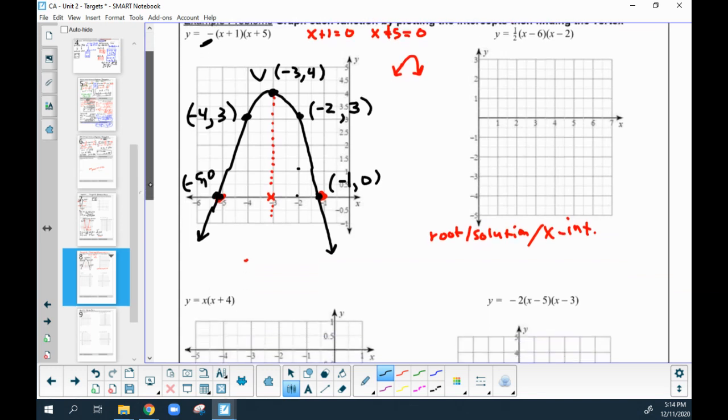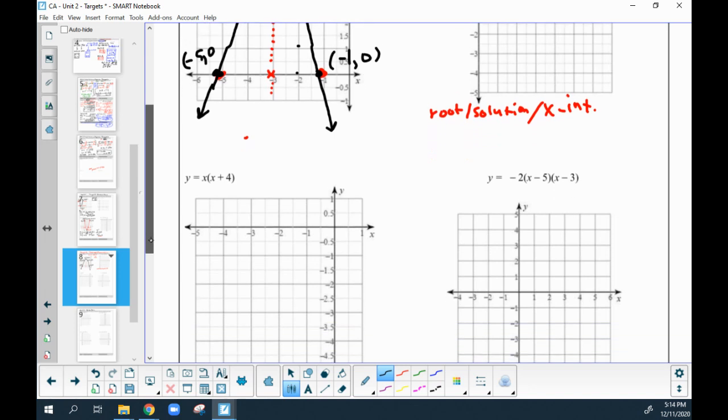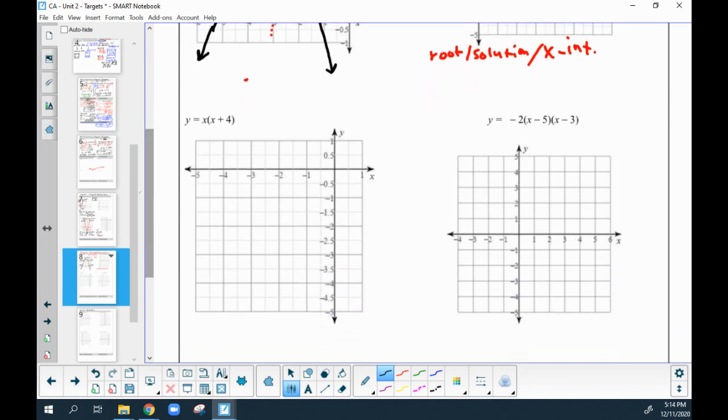I'm going to move a little bit farther down and all the way over to the right to do this one on the far right. The reason I'm doing it is because it has a 2, and so when we get those other points, we're going to see a little bit of a stretch. So let's first, because they're in intercept factored form, get those x-intercepts that come from here and here.